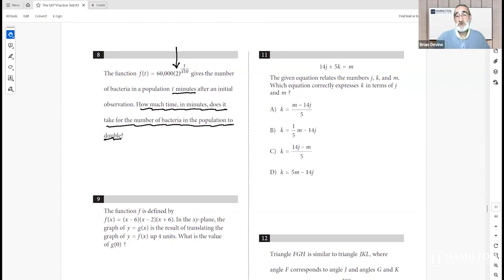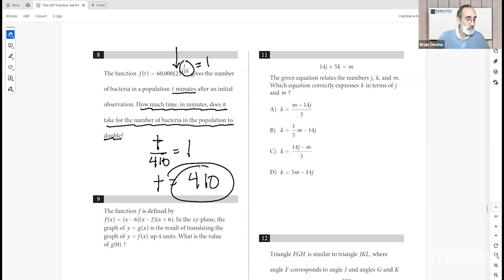And 2 to the t over 410, well, when this exponent is equal to 1, we'll multiply 60,000 by 2 because we'll have 60,000 times 2 to the 1. So if we set t over 410 equal to 1, then t has to be 410, which is your answer.